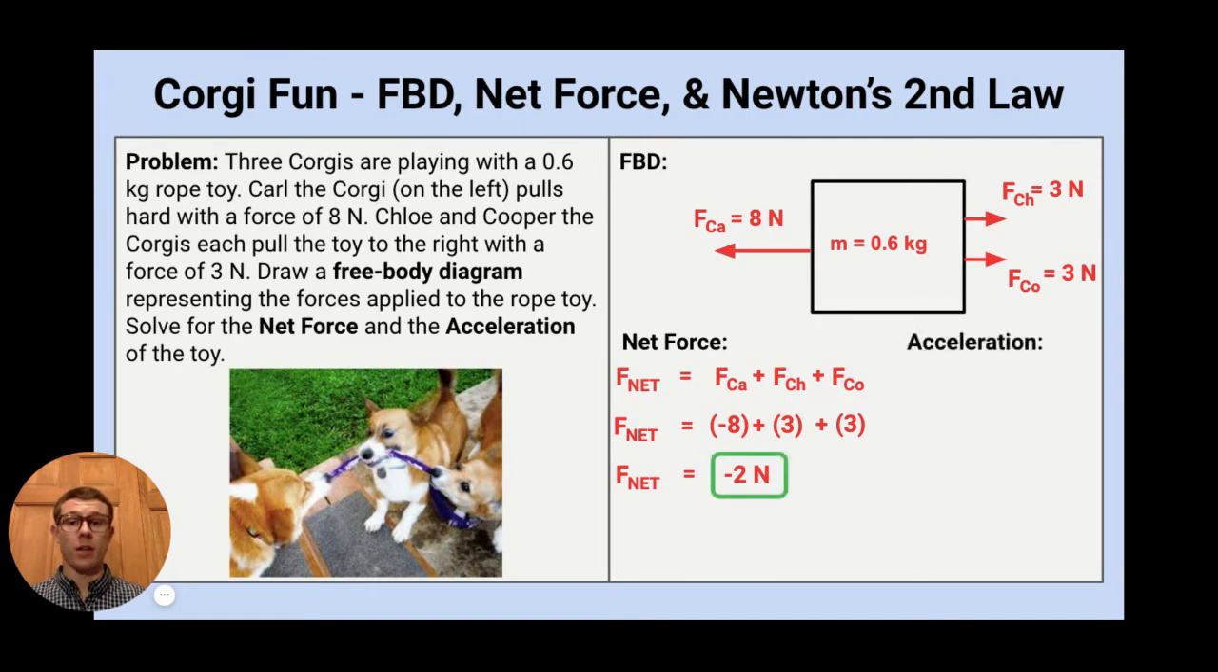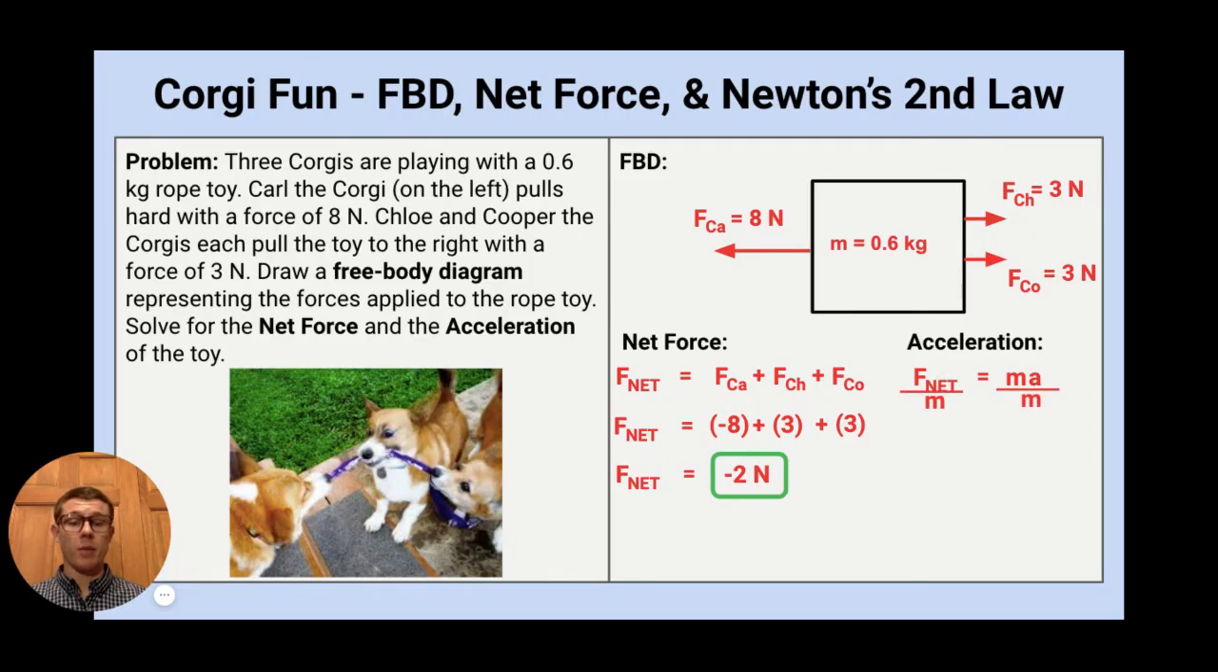All right, so now we need to solve for acceleration once again. So to solve for acceleration, we're going to use Newton's second law, which is force equals mass times acceleration. But once again, in order to find the acceleration of the toy, we're going to use the net force that's applied to the toy between the 3 dogs here.